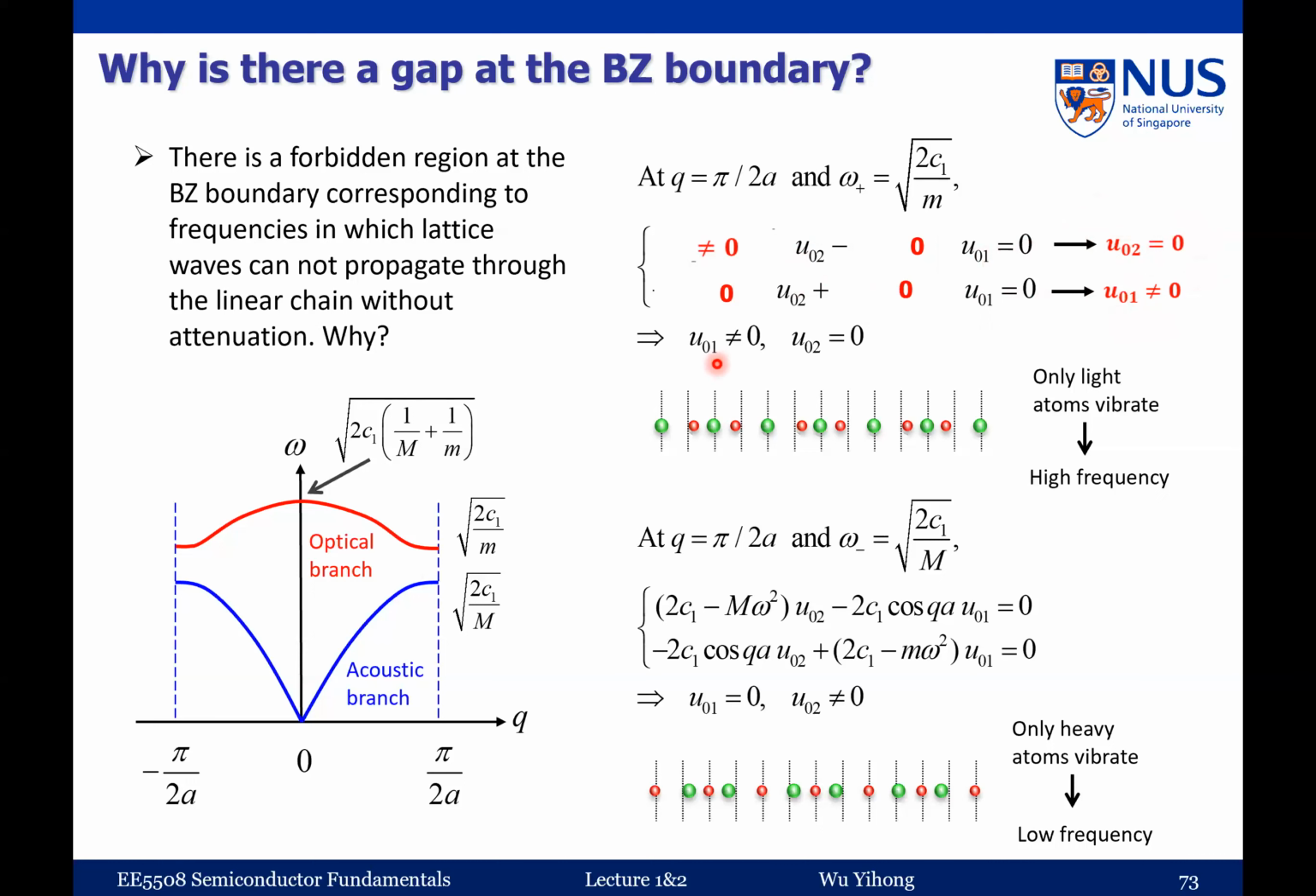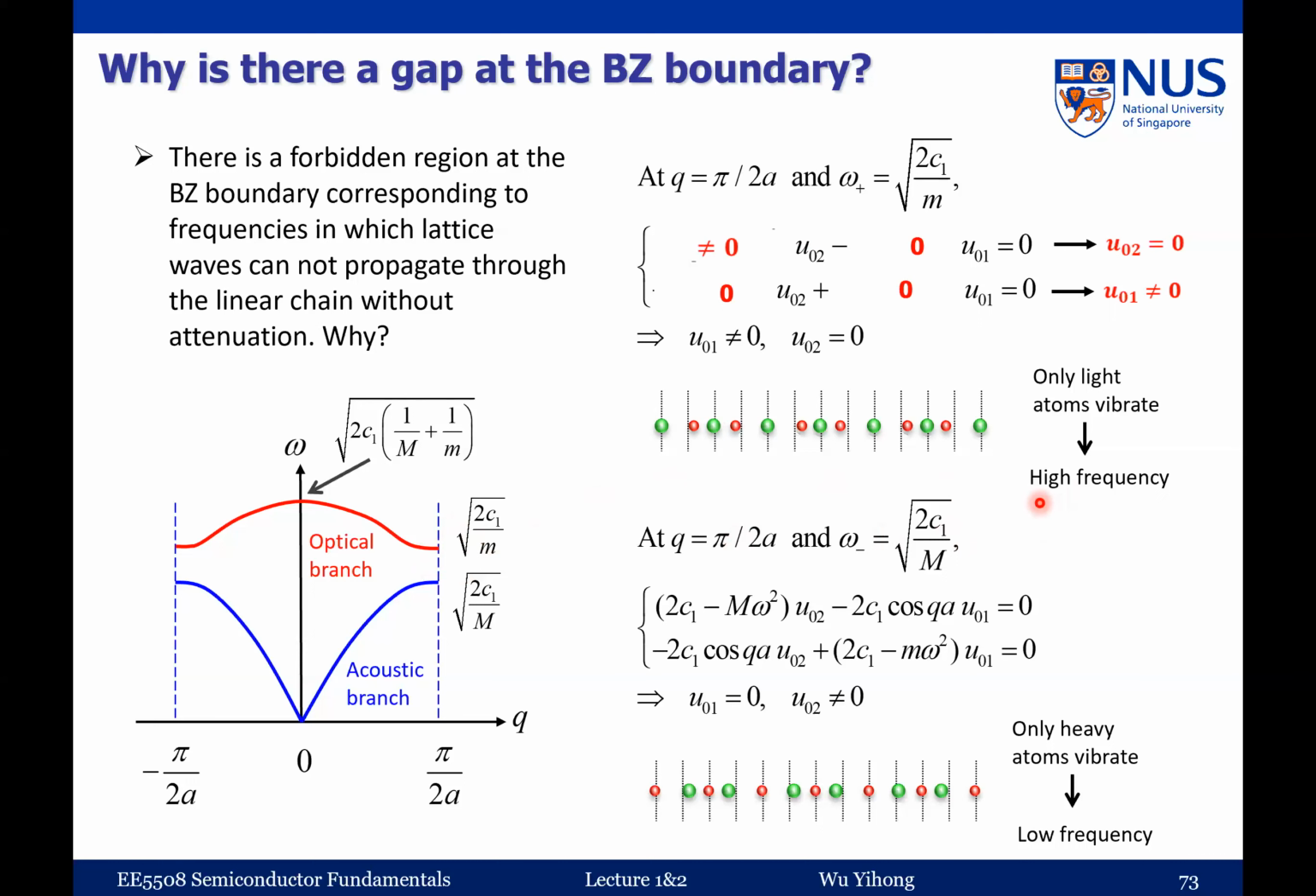And so what does this mean? This means that U01 is vibrating. U01 non-zero means that the red atom, because U01 represents the red atom, is oscillating or vibrating, but the green atoms are stationary because U02 is 0, right? So it looks like at this boundary the two sublattices, one consisting of red atoms and the other of green atoms, are decoupled from each other. When one is moving, the other one is basically stationary. This is what we have for this case.